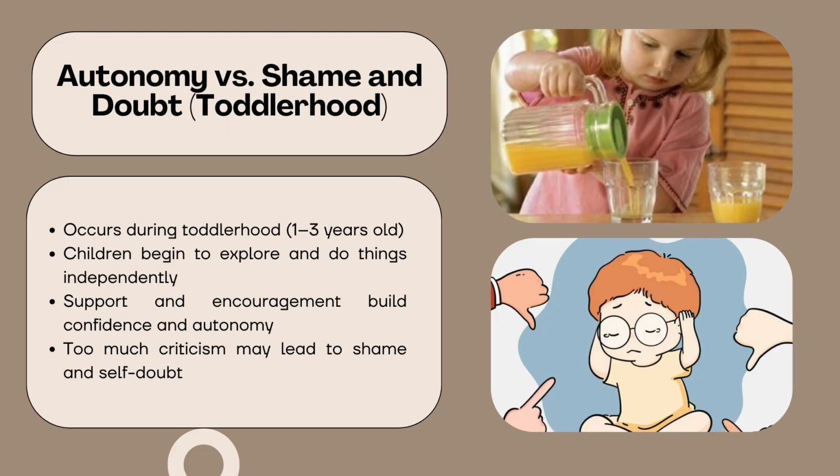The next stage is autonomy versus shame and doubt in toddlerhood. This occurs during toddlerhood, 1 to 3 years old. Children begin to explore and do things independently. Support and encouragement build confidence and autonomy. Too much criticism may lead to shame and self-doubt.